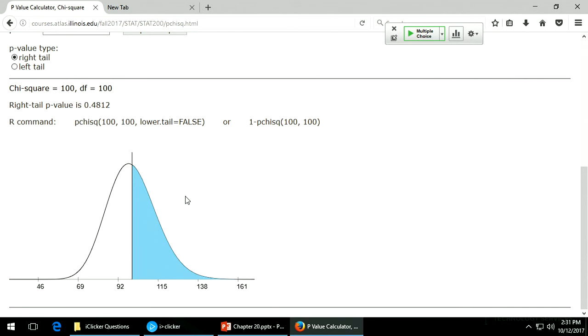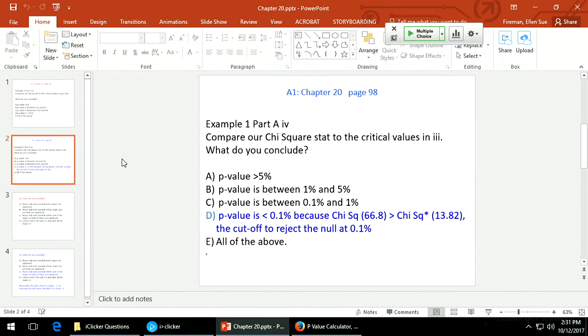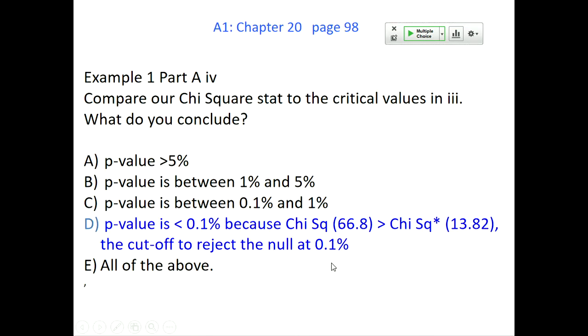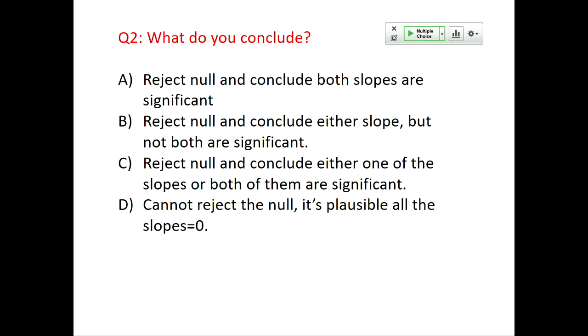So let's go back. There was one more iClicker question, and let's do that one. So let's do the next one. So what do you conclude from this? You know that the p-value is really tiny. So what do you conclude?